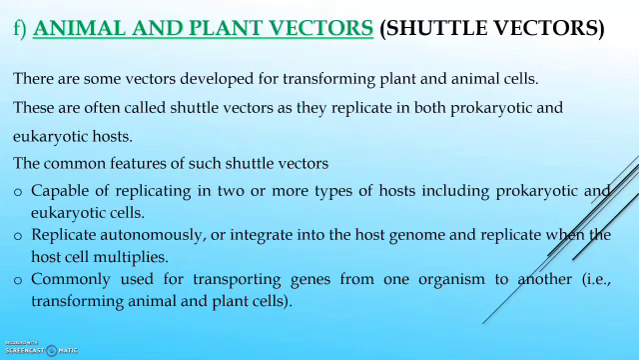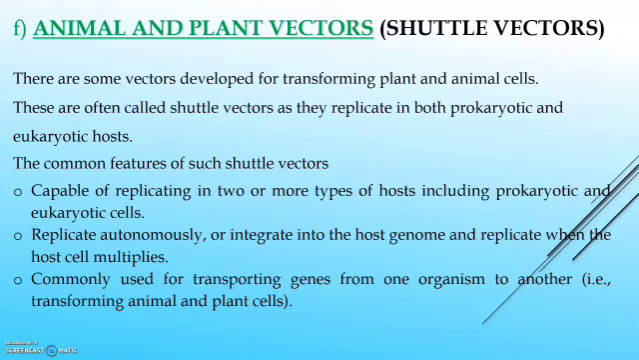And then the next one is shuttle vectors. These are vectors developed for transforming plant and animal cells. Numerous vector systems have been developed for use in eukaryotic systems. The most common of these are often called shuttle vectors as they replicate in both prokaryotic and eukaryotic hosts. In general, DNA manipulations and characterizations are done in prokaryotic systems, and then the manipulated DNA is reintroduced to eukaryotic systems for functional analysis.